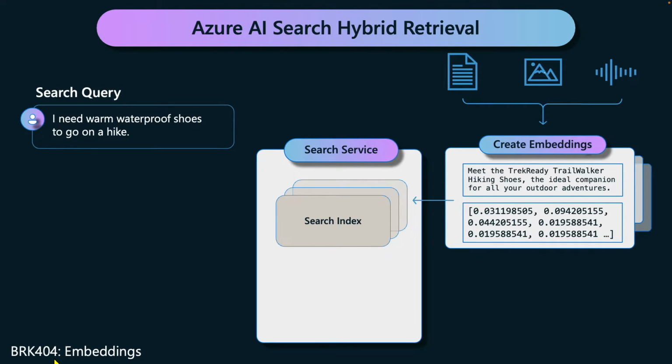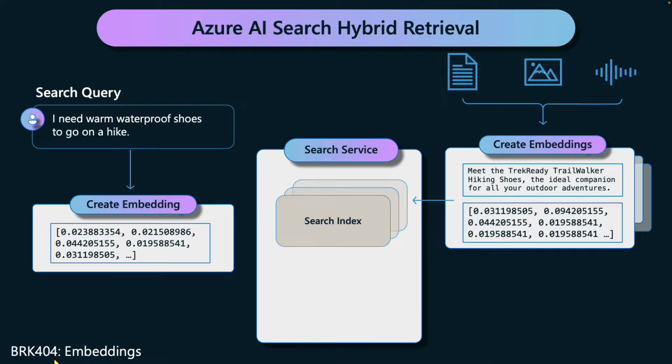Then the user comes along and they merely say, okay, so the question is, I need warm, waterproof shoes to go on a hike. So that's the question that the end user has asked. So the first thing you need to do is get an embedding for that question.